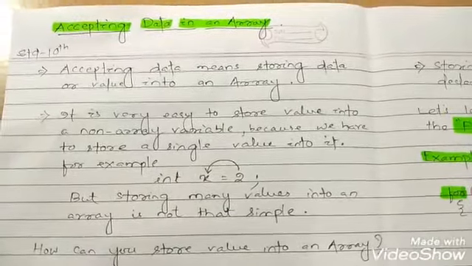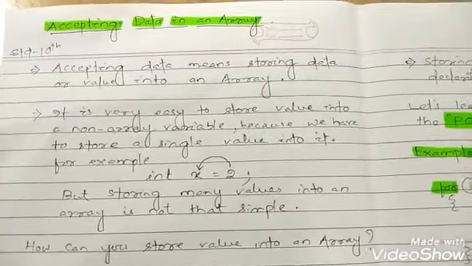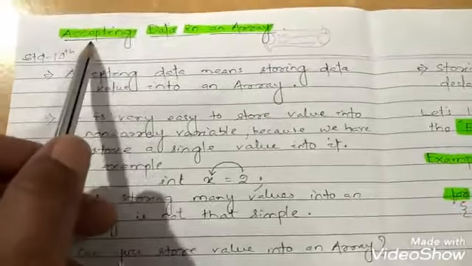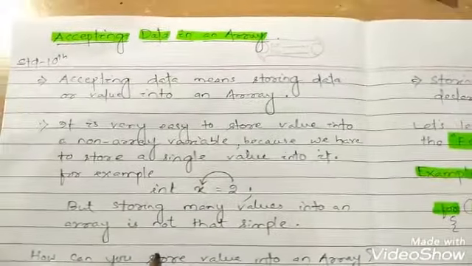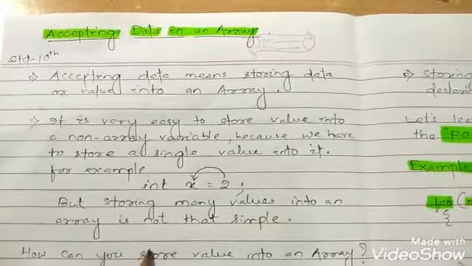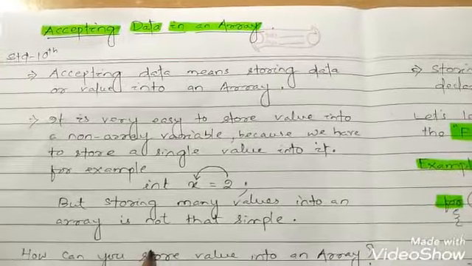Yesterday, we were learning about how to declare and initialize an array variable. Today, we will be learning about accepting data in an array. How are you going to accept data in an array? Accepting data means what? Storing data or values into an array.